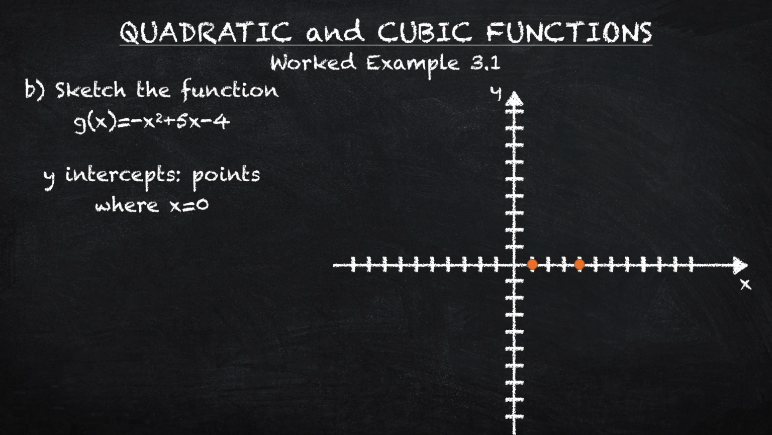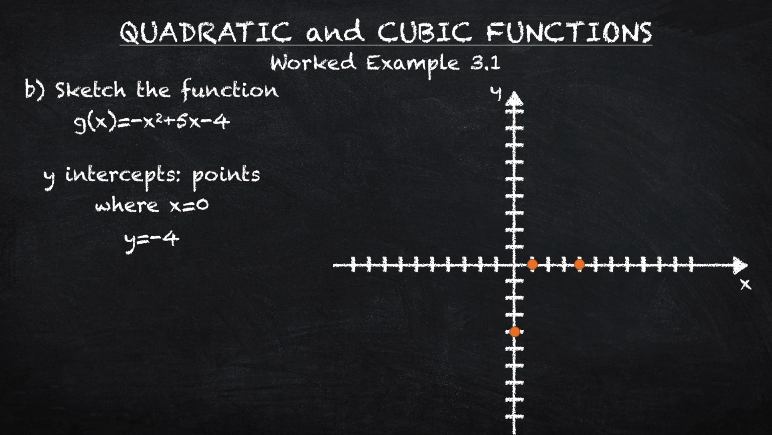Now, second step, let's find the y-intercept, so the point where x is equal to 0. We just take our function, substitute 0 where we have an x, and we get that y is equal to minus 4. This was easy. And so we draw the point x equals 0, y equals minus 4 in our Cartesian plane, and this is the point.